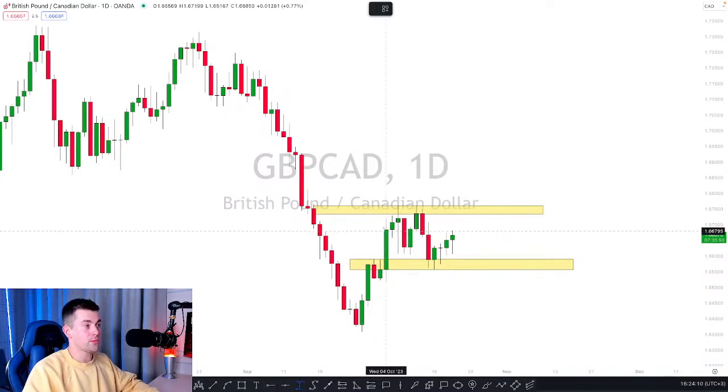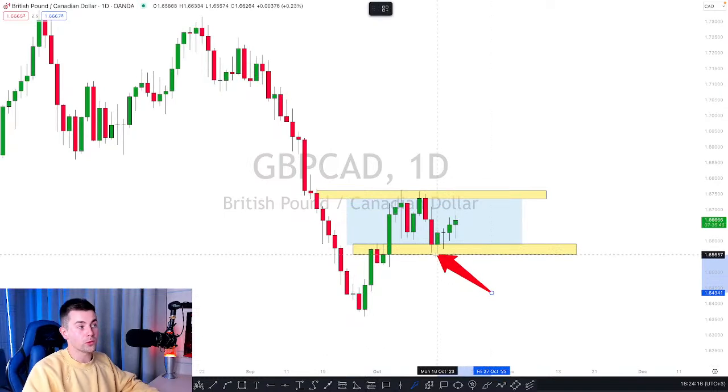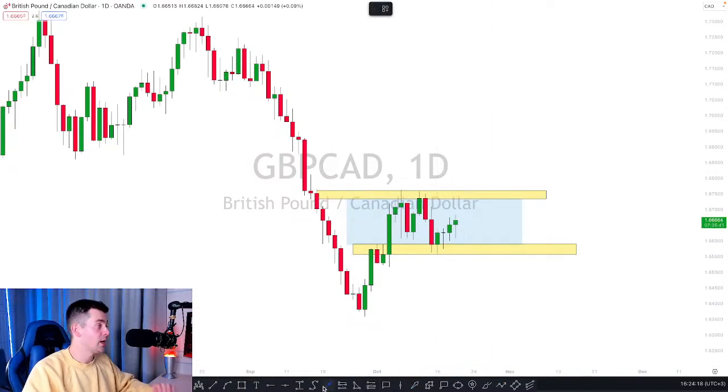Here is the support of the range, and here is the resistance of the range. And you can see that the price nicely respected the support of the range. So for now, at least temporarily, we can anticipate a bullish movement to the resistance of that range. We can assume that the pair will most likely keep growing to that resistance.